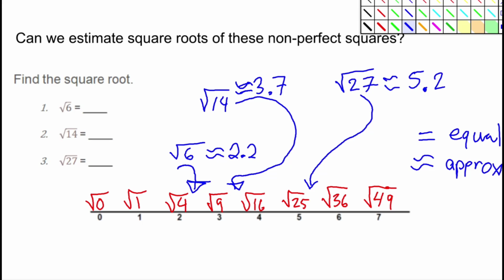So for instance, if I said, what's the square root of 101? Well, I know the square root of 100 is just 10, so it must be just a little bit bigger than that. So maybe 10.1 or somewhere a little bit smaller than that. All right, so again, that's how you estimate.